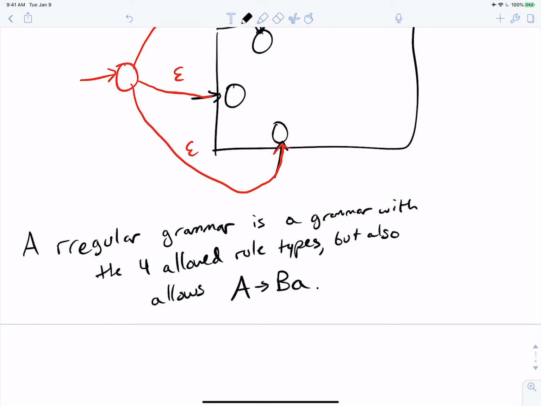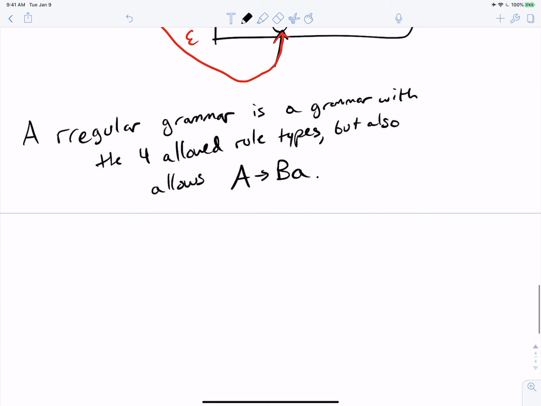The 4 rule types for regular grammars that we had before are: goes to empty, goes to a single character, goes to a terminal and a variable. I'm allowing you a 5th rule type, which is variable then terminal, so you can have both. I said several lectures ago that it would change the model, but we never showed why. So can I recognize a non-regular language with this?